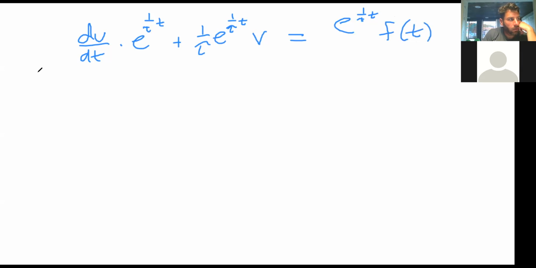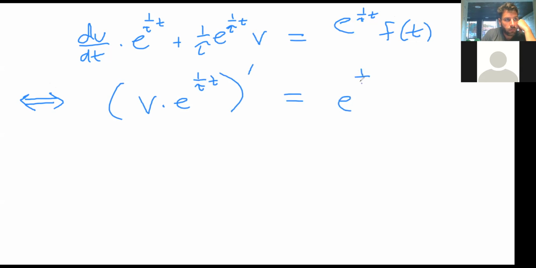The key thing to notice, and for those of you who had me for Calc 2, you would go back in your notes and see this, and some of you didn't have me for Calc 2. I don't remember. It's all a blur. But the left-hand side is a perfect derivative. It's nothing more than v times e to the 1 over tau t, all prime. That's exactly what we have here.